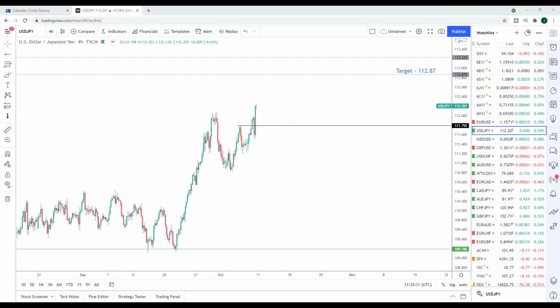So those are the four currency pairs that I would be primarily interested in keeping an eye on next week, looking for opportunities for setups in those directions.